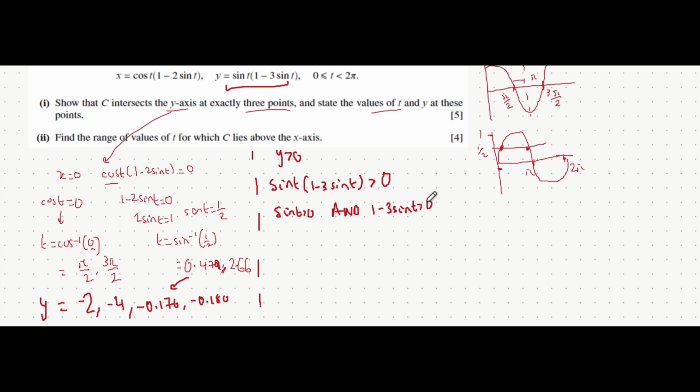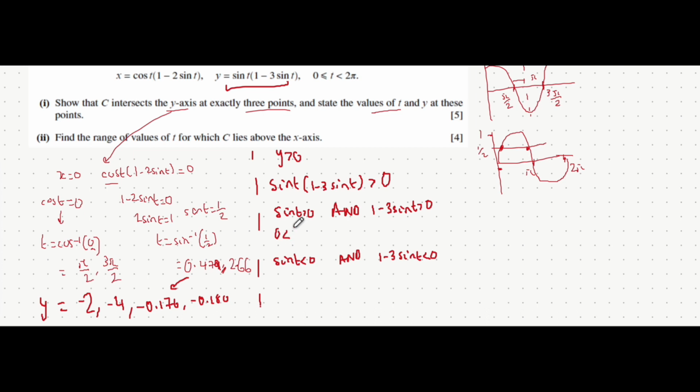Or the other option is both of them are negative. Sine t is less than 0 and the inner bracket is less than 0. If that's the case, when you multiply 2 negative numbers together, you get a positive that's greater than 0. Okay, then moving on to the rest of this question. Again, focusing on the sine curve, we see that it's greater than 0 in between 0 and pi.